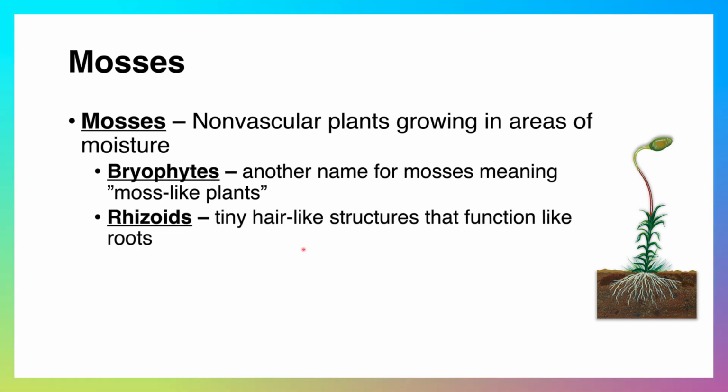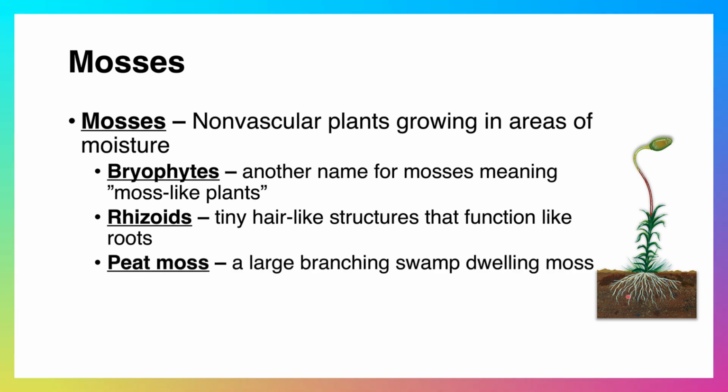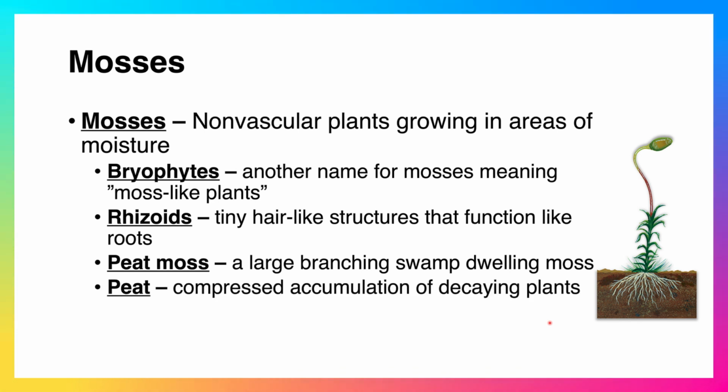Rhizoids are the tiny hair-like structures that function like roots. And here's an example of rhizoids in this picture of a moss. Peat moss is a large branching swamp-dwelling moss that grows in very wet areas. Peat is the compressed accumulation of decaying plants, a lot of which is peat moss. Again, these plants also undergo the alternation of generations as I described last week in the discussion around ferns.